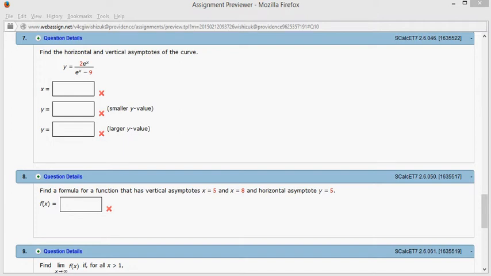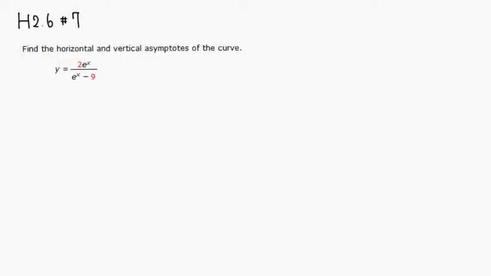Alright, let's look at homework 2.6, problem number 7. We want to find the horizontal and the vertical asymptotes of this function. Alright, so let's do that.